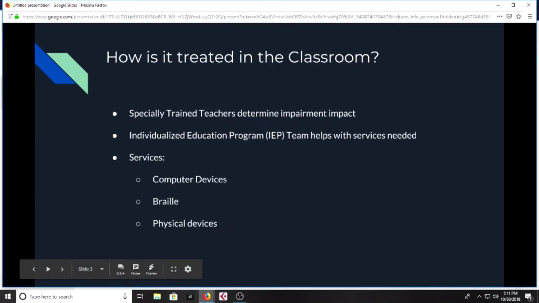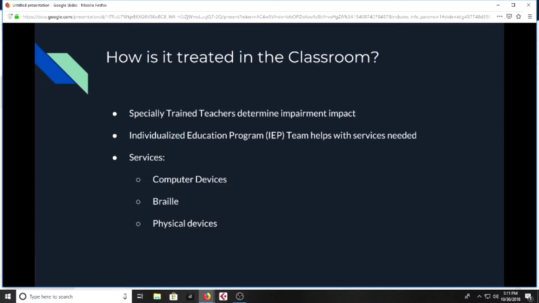So the way that this is treated in the classroom, it can be diagnosed outside the classroom by professionals, and then they let the parents know that their kid has visual impairment. The parent lets the school know, and then the school would set up some services. For any instance in class where it is seen as a factor that inhibits the student's success in the class, there are specially trained teachers that will determine just how heavy the impact is of the visual impairment on the child's ability to learn. And then there are also IEP teams that will bring in some services that will help the student learn.